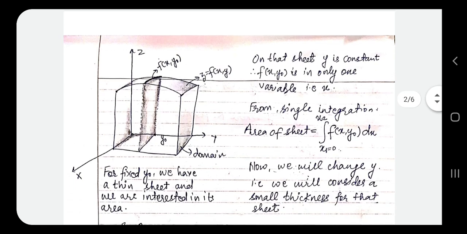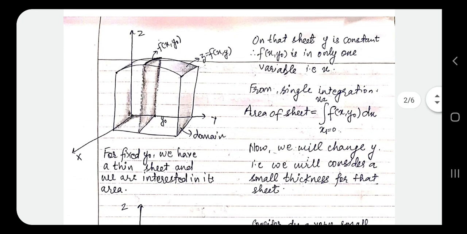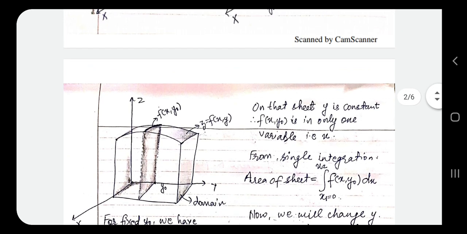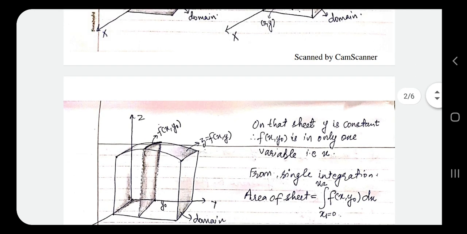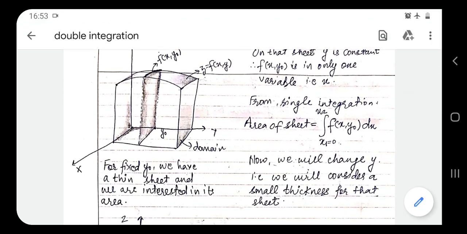So here we have one more diagram of the same structure. Now what I have done here is I have fixed one y. So I am fixing the y coordinate, say y0, and I have drawn a straight line for that fixed y, parallel to the x-axis.